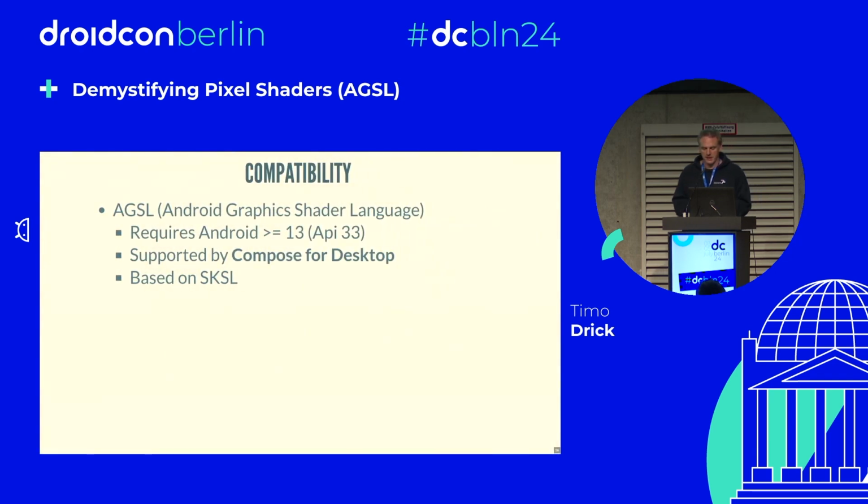One other thing, as I said, to use this runtime shader function, we need at least Android 13. But the good thing is it's also supported by Compose for Desktop. I'm not sure about iOS support, because I do not have a Mac and cannot test it. But I think it should also work on iOS, because this AGSL is based on SKSL. It's the same. I don't know why Android renamed it. I think maybe they want to change something internally later, but yeah.